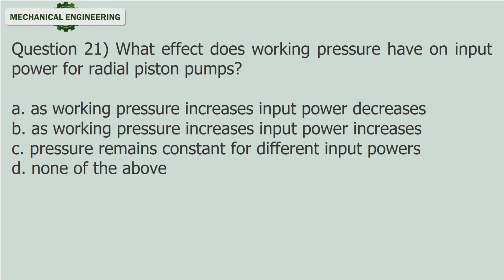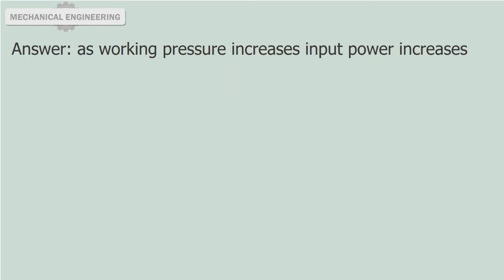Question 21. What effect does working pressure have on input power for radial piston pumps? A. As working pressure increases, input power decreases. B. As working pressure increases, input power increases. C. Pressure remains constant for different input powers. D. None of the above. Answer: as working pressure increases, input power increases.